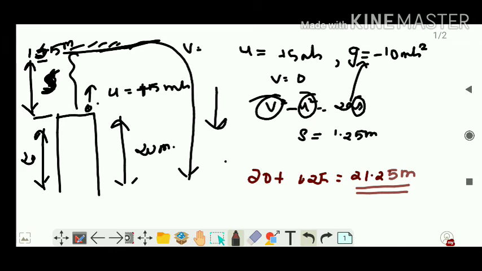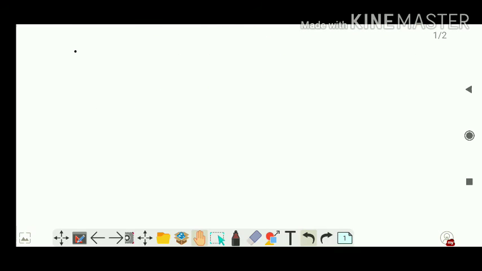21.25 meters is the height the ball achieves when compared from the ground level. This much clear? Easy, right? Now we are going for the next part, guys. Again I'm going to draw the same diagram. This is our tower. Velocity is plus 5 meters per second.